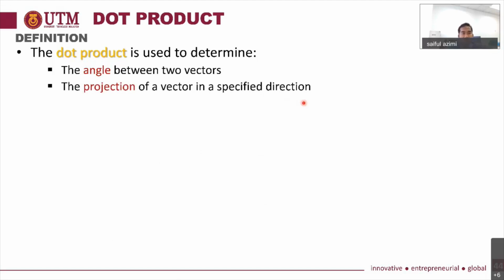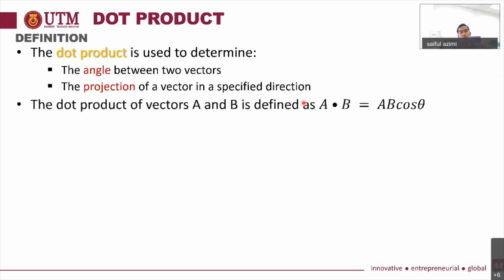Next is the dot product. It is used to find the projection of a vector in a specified direction. So for the second application of the dot product, if you have one vector and you are given the projection of that particular vector, you can find it by using the dot product. Later on, I will show you some examples of finding angles between two vectors and finding the projection of a vector by using the dot product.